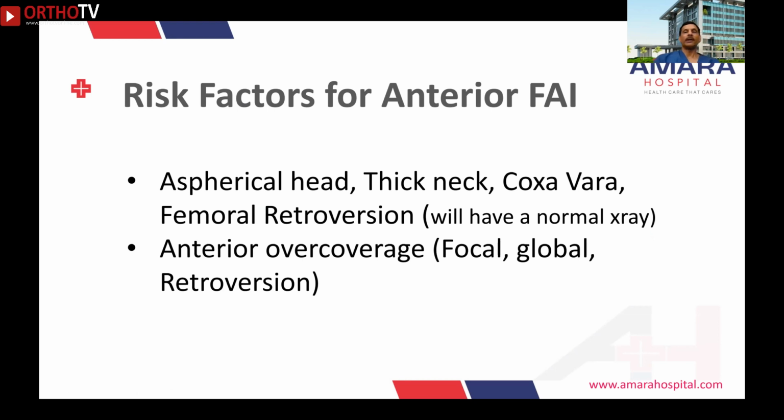So risk factors of anterior FAI. My further talk will be only on anterior FAI. There's so many different FAIs, but anterior FAI is probably more than 90%. So we're going to focus on that. So a spherical head, like I showed in that example, a thick neck, again, the same example. Coxa vara brings the neck closer to the acetabulum. And femoral retroversion can all cause FAI. And femoral retroversion can have a normal hip X-ray because it's an axial plane deformity that is not visible on hip X-ray. On the acetabular side, you have anterior overcoverage, can be focal, global, or retroversion that can cause impingement anteriorly.